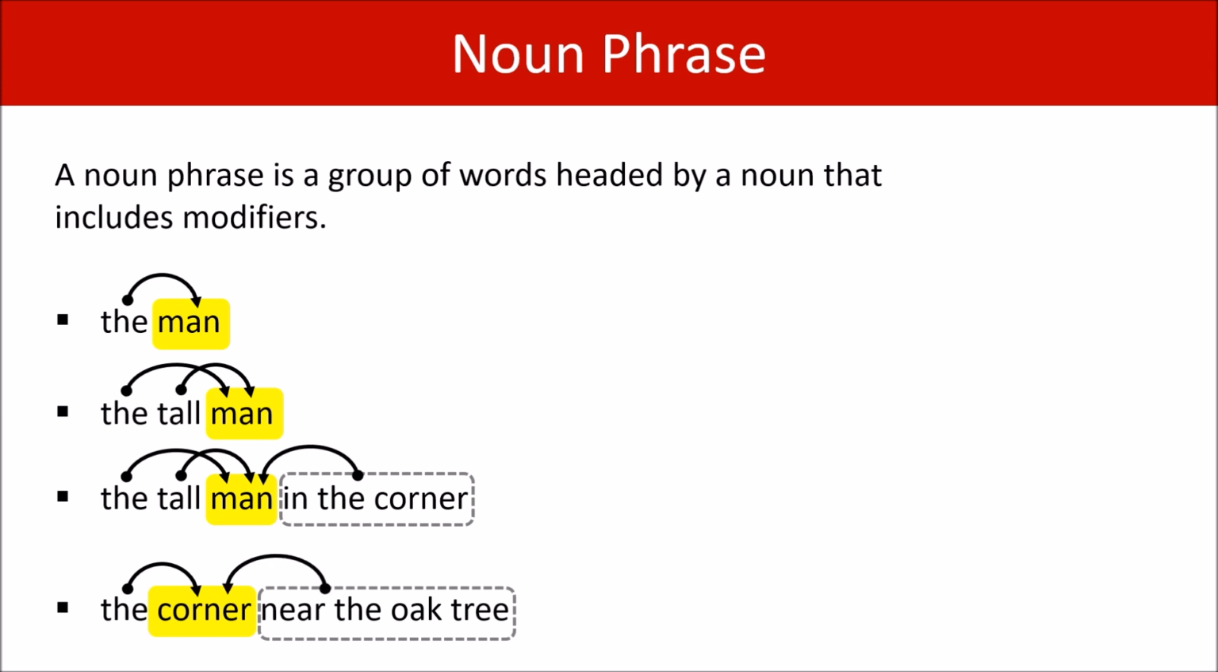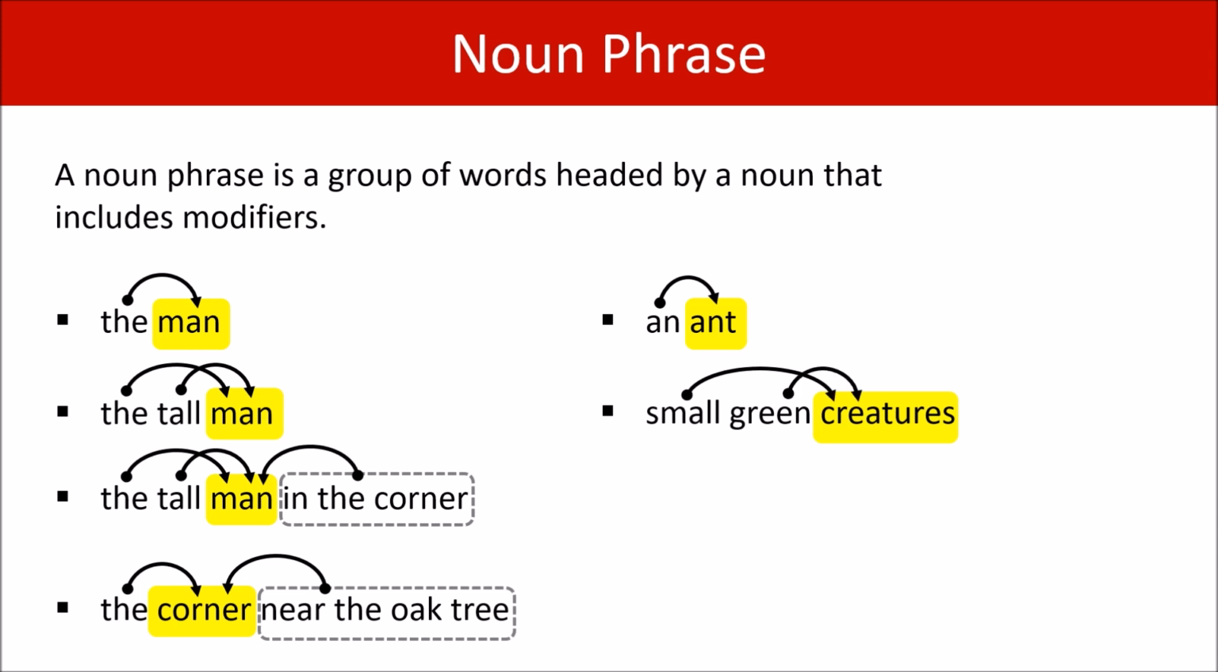As we saw with the first example, the man, noun phrases can be very short. Here's another example, an ant. So the head noun is ant, and it's modified by an. Small green creatures. Well, creatures is the head noun, modified by two adjectives.